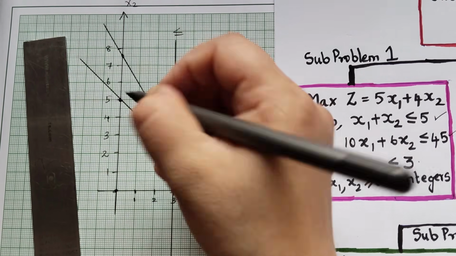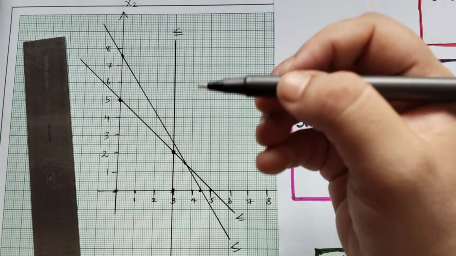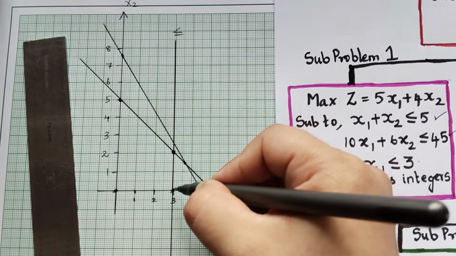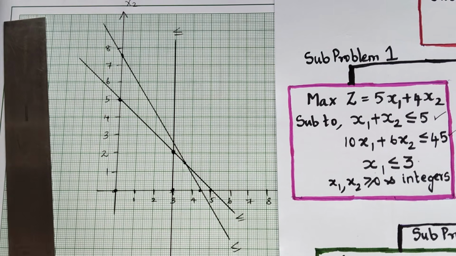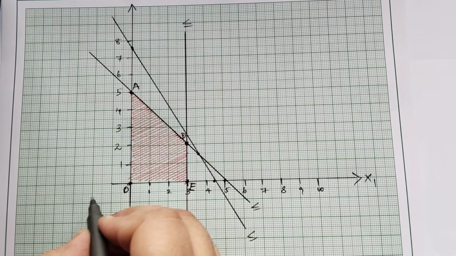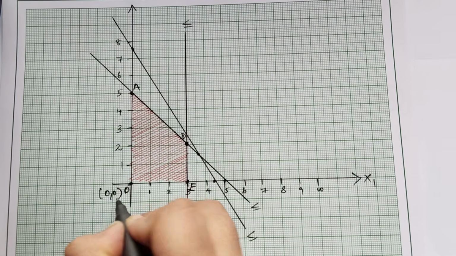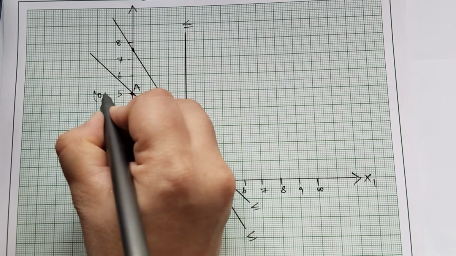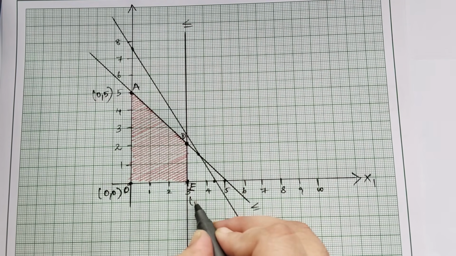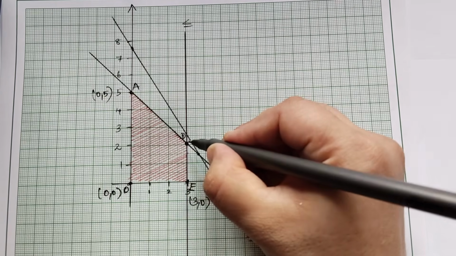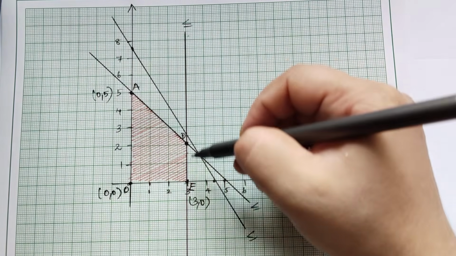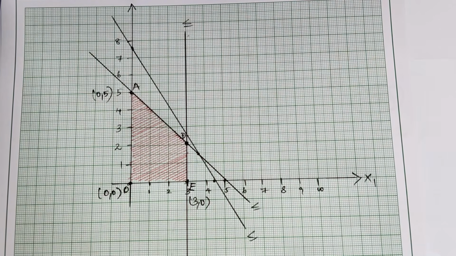So now this region has been eliminated. We can see that this region has been eliminated. So these are the 4 points. Let me shade the region and show you. If you see, this is the new region where this point is 0, 0, this point is 0, 5, and this point is at x1 equal to 3, so it will be 3, 0. And this point is the point of intersection of the first constraint and the new constraint. So let us find that.